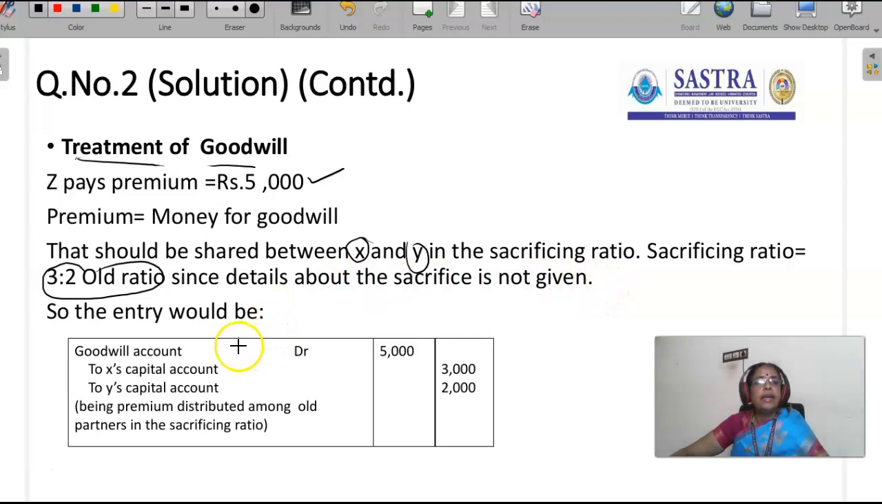The entry would be: Goodwill account debit, to X capital account, to Y capital account. Goodwill is 5,000 rupees. 3:2 is the ratio. So X's capital is 3,000, Y's capital is 2,000. Being premium distributed among old partners in the sacrificing ratio.